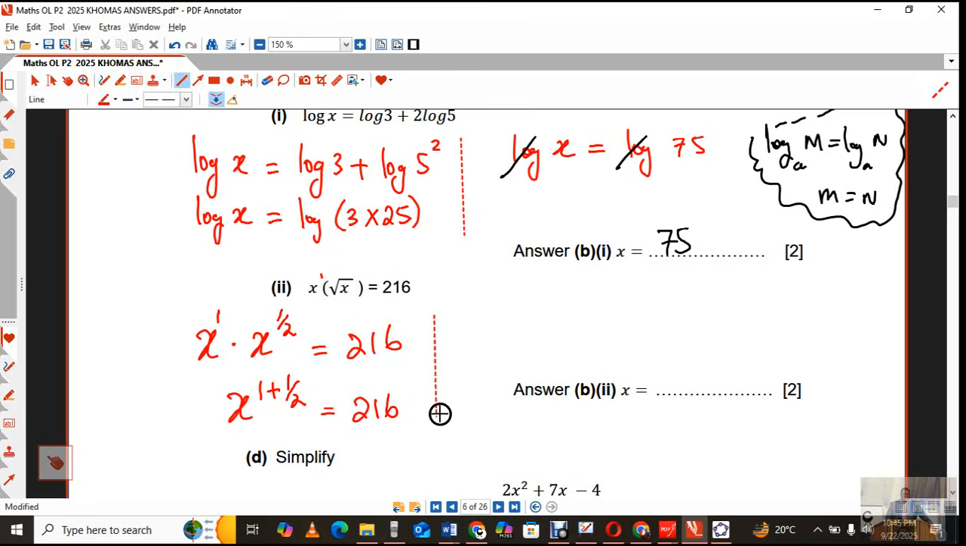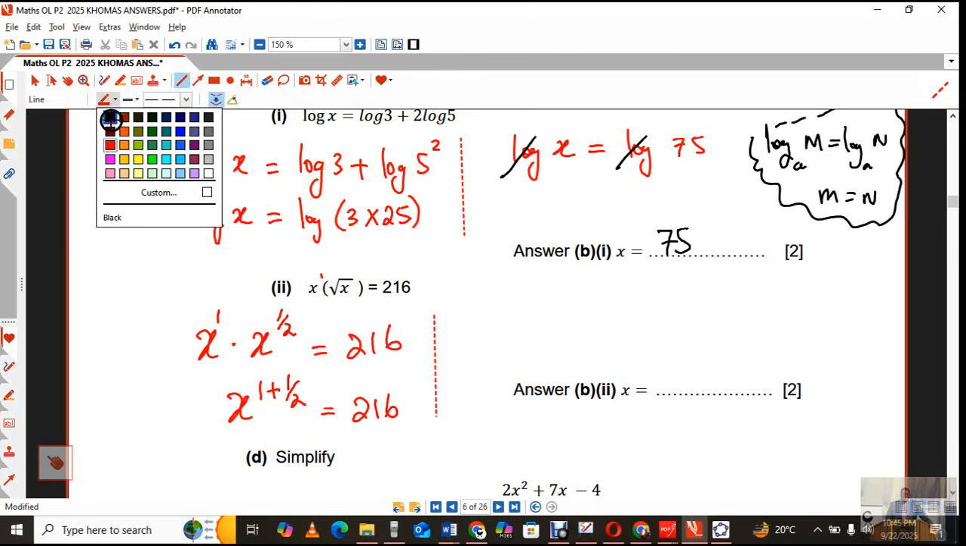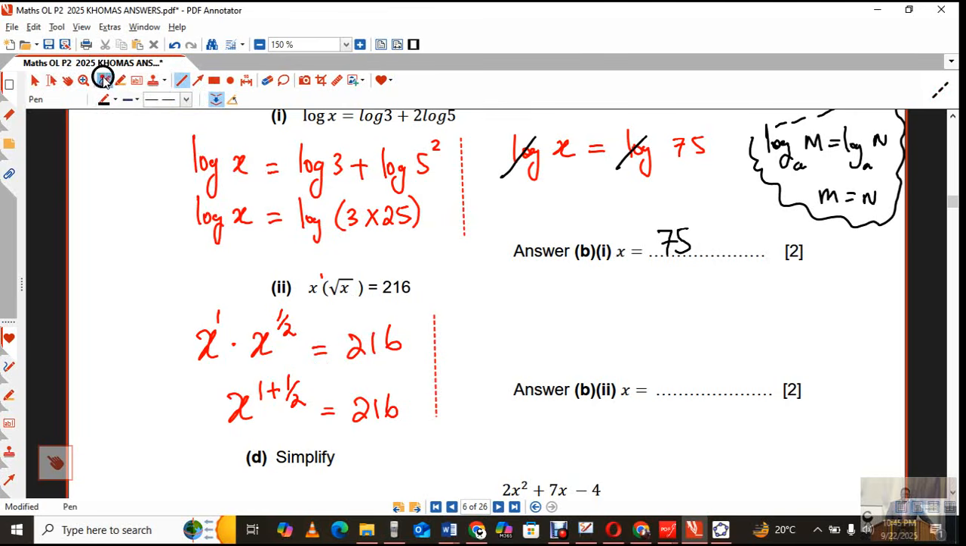Right, so that brings me to a scenario where I have x raised to the power of 3 over 2 is equal to 216. Now 216 is 6 cubed. You can do that, or you can just leave it like that. It's not really a big deal for me at this stage because you are using calculators anyway. So in order for you to get rid of this index, you are going to multiply that index by its inverse, and what you do on one side you also do on the other side.